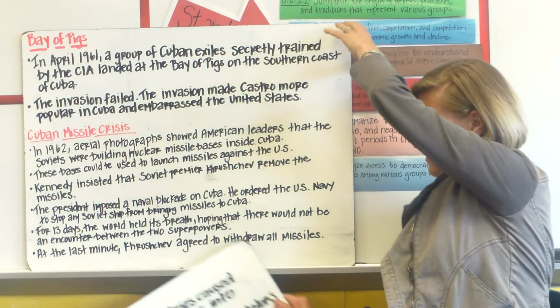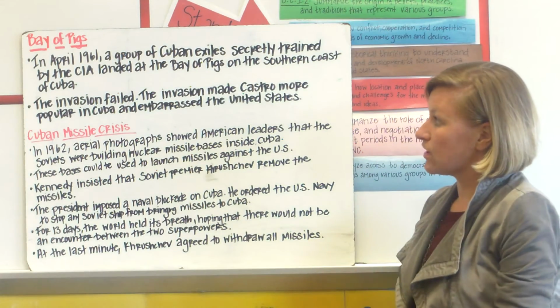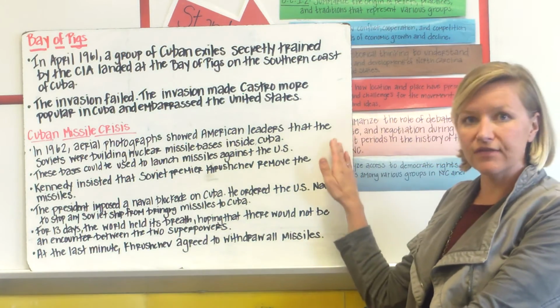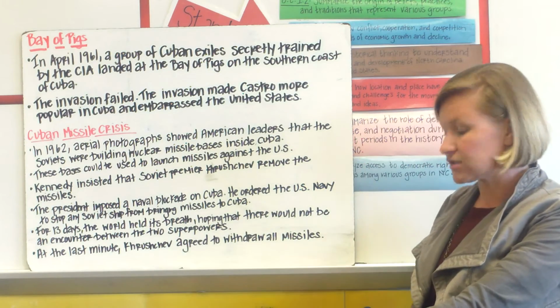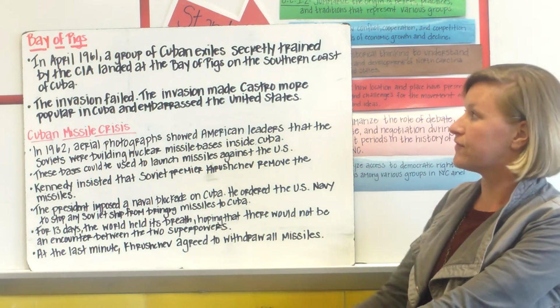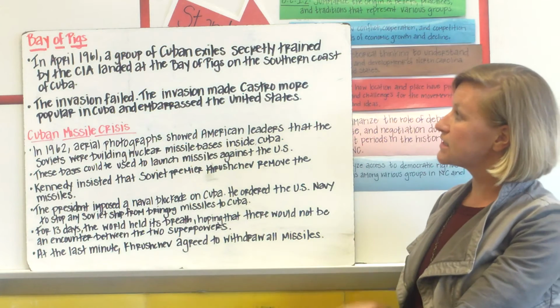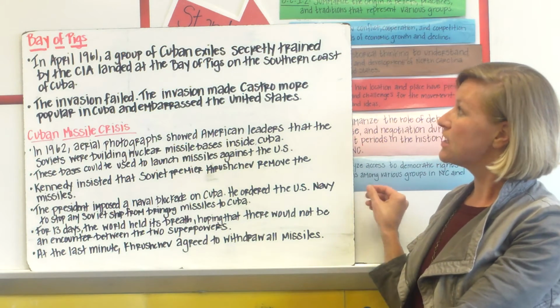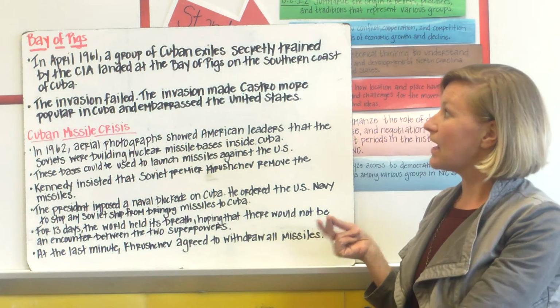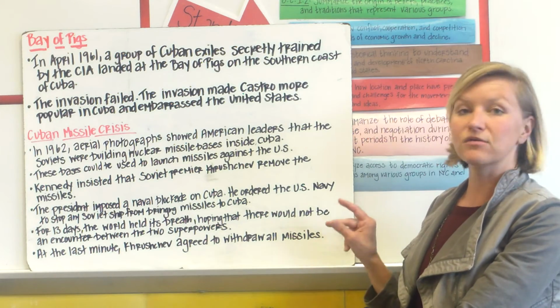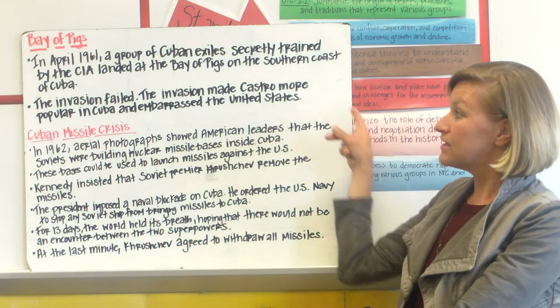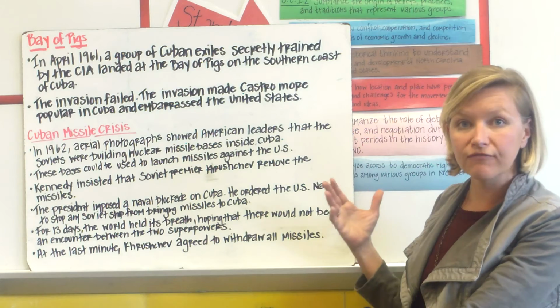So we've already talked about the Bay of Pigs and the Cuban Missile Crisis. You don't need to write this down. This is really just a review based on what we just talked about with Fidel Castro. So in 1961, a group of Cuban exiles, secretly trained by the CIA, landed at the Bay of Pigs. That was on the southern coast of Cuba. This invasion failed. We know that it failed at this point.